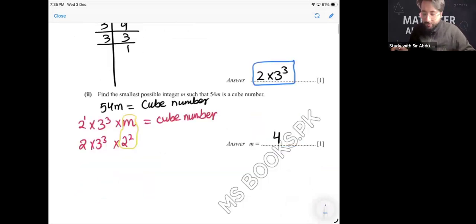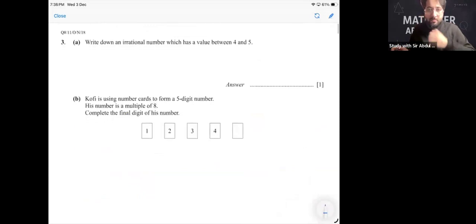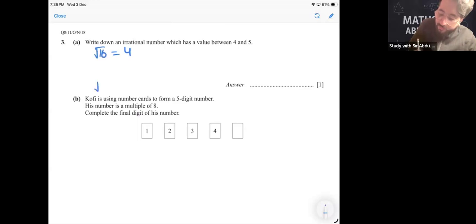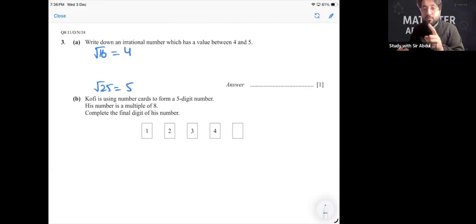Okay. Now proceeding, write down an irrational number which has a value between 4 and 16. Okay, guys, we know that irrational numbers are in square root, and we know that square root of 16 equals 4 and square root of 25 equals 5. Yes or no? Yes. So write anything from square root 17 till square root 24 that will have a value between 4 and 5.